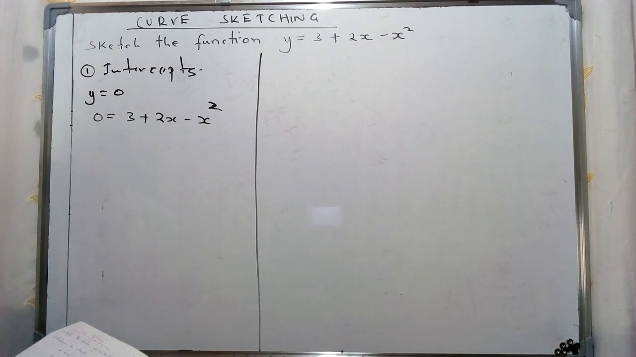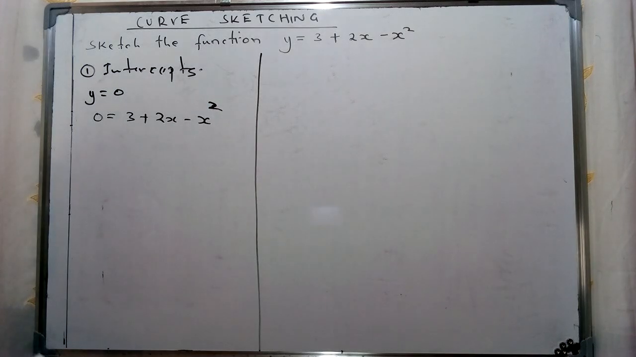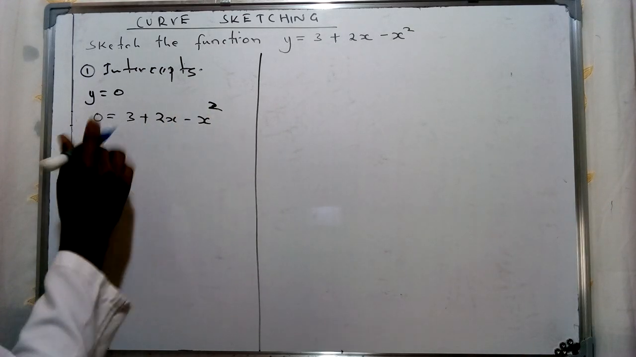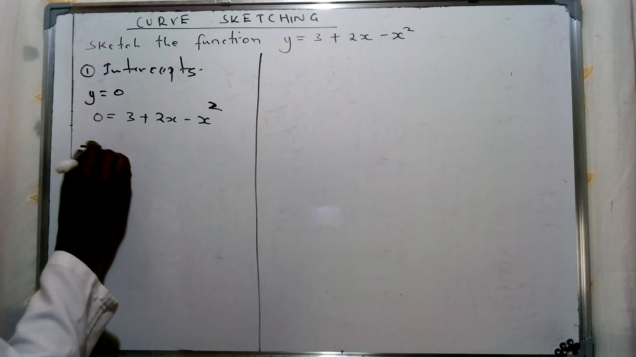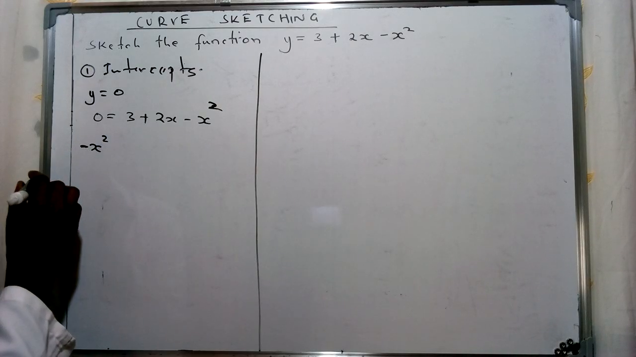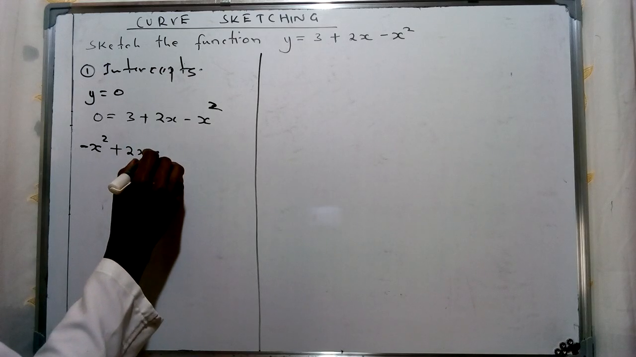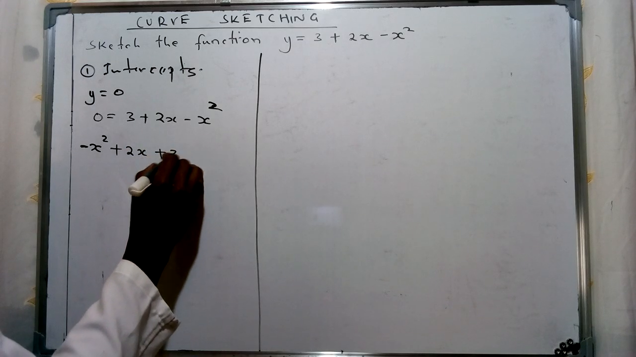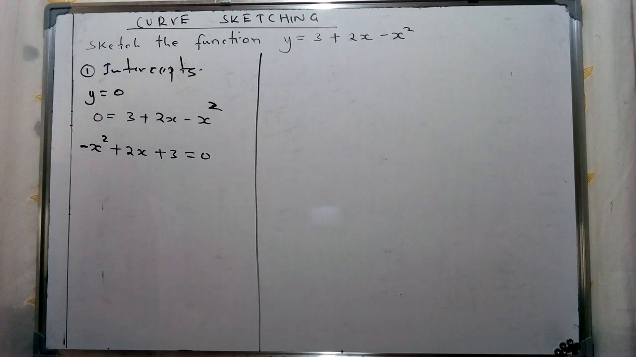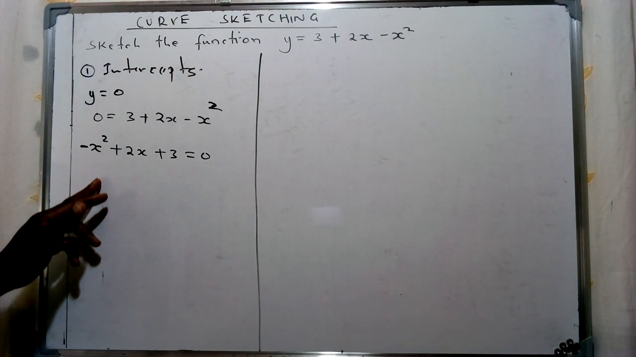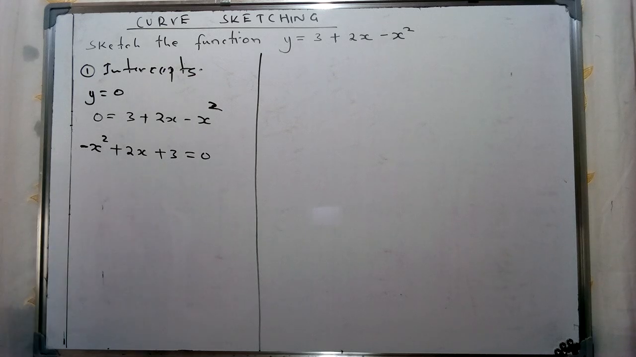We can use different strategies to find this, and among them I've mentioned the concept of completing the square from some of our basic mathematics. Now we're going to rearrange this according to the degree of the equation, so we have negative x squared, then 2x, and then plus 3, equivalent to 0. Now we're going to use the method of completing the square and see what the implication is.